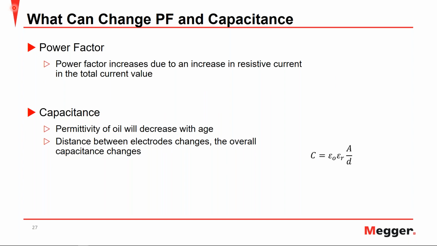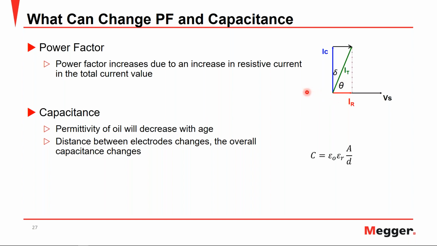So now that we know about this data, what actually causes a change in power factor or capacitance? When we talk about power factor, there are several factors that can lead to an increase in power factor, but overall, power factor increases due to an increase of the resistive current to the total current value. So looking again at our example here, we have our capacitive current we know is 90 degrees out of phase. We have our resistive current, which is in phase, resulting in our total current.